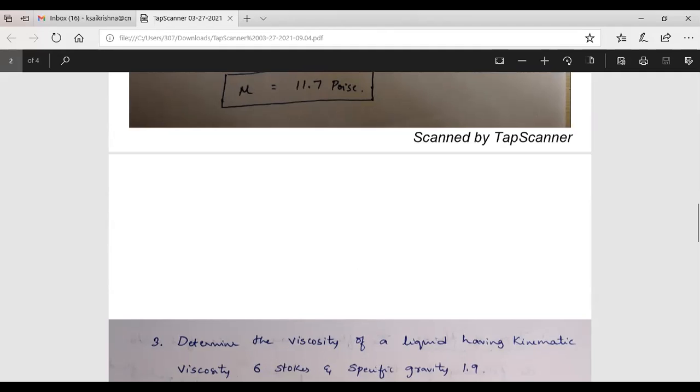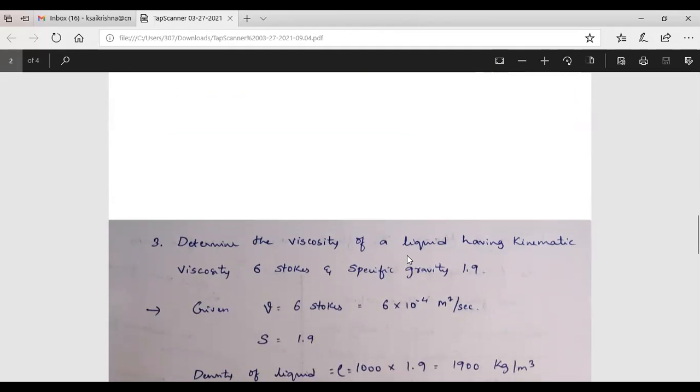We need to know the conversions first. And the specific gravity of the fluid is given. So what is it asking to find? It is asking to find the dynamic viscosity. Okay, so first write down the given data. Kinematic viscosity equals 6 Stokes, which we have to write in terms of meter square per second. 1 Stoke, as I already said, is 10 power minus 4 meter square per second. So 6 Stokes equals 6 into 10 power minus 4 meter square per second, or 6 by 10,000, as you wish. Anyway, you can write.